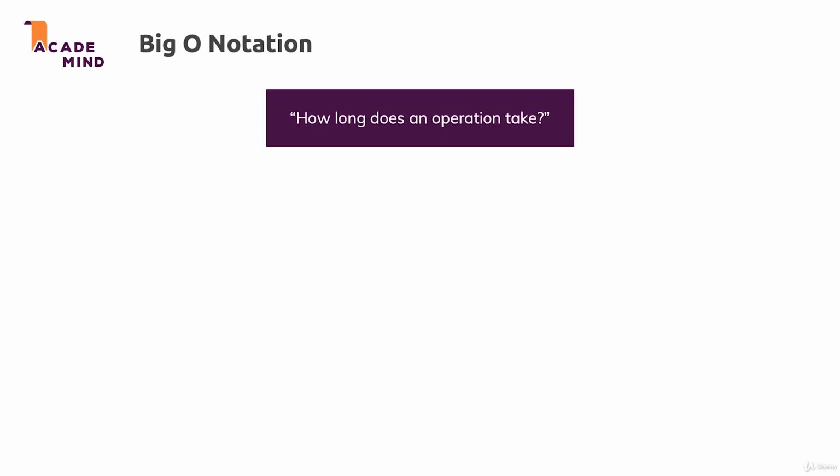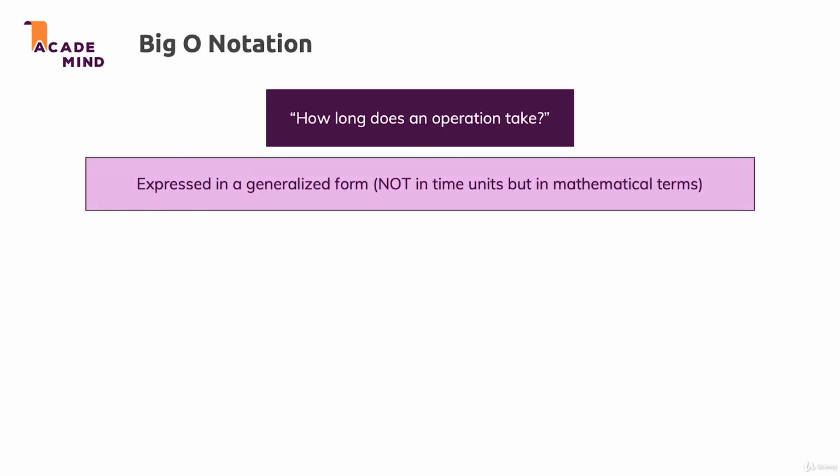Now the problem just is, of course we could use a stopwatch and measure how long our different algorithms take for different inputs, but this would not really be a good idea. It depends way too much on the hardware we're running on, which other processes might be running in the background, and for small data sets, for small amounts of data, there might be a lot of variation. So indeed, we try to measure and express this in a generalized form and not in time units, not in seconds and so on, because that would be really hard to measure.